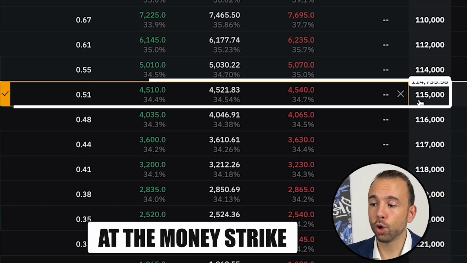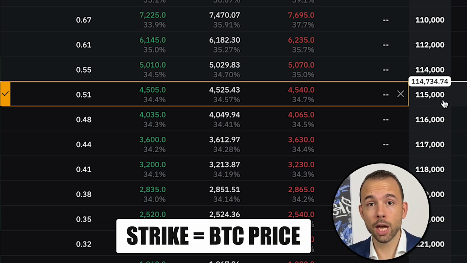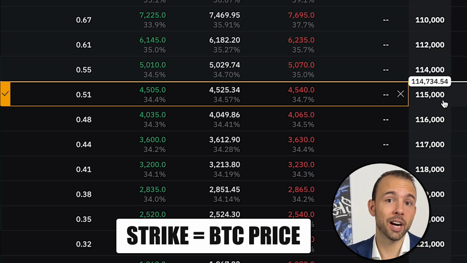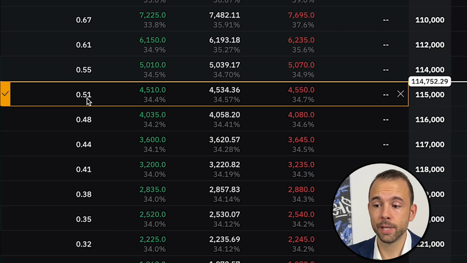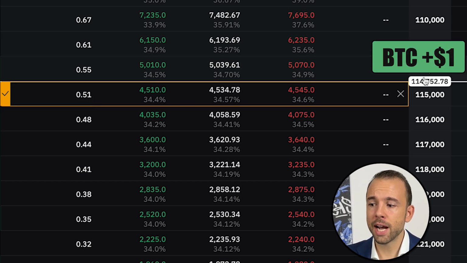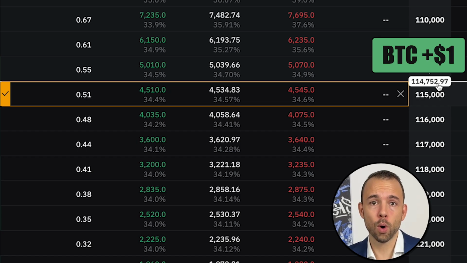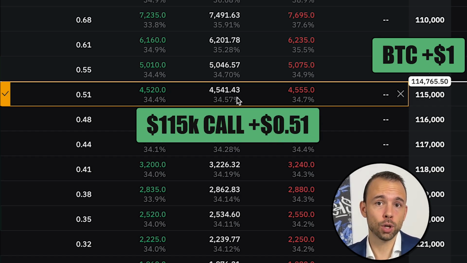Here we have an almost at-the-money strike price, which is equal to $115,000. So the strike price is almost equal to the market price of Bitcoin. And the delta is equal to 0.51. Exactly as in our previous example, if the price of Bitcoin increases by $1, the option price will increase by $0.5 as well.